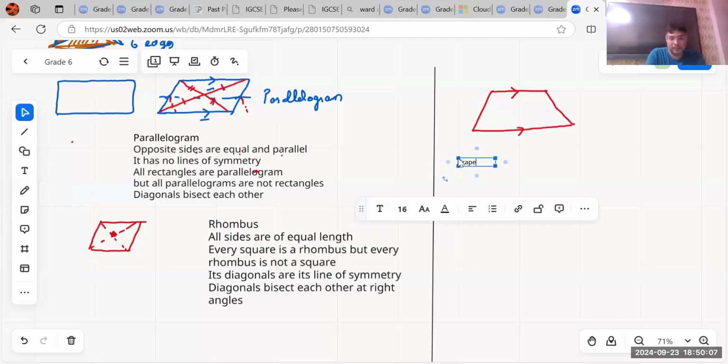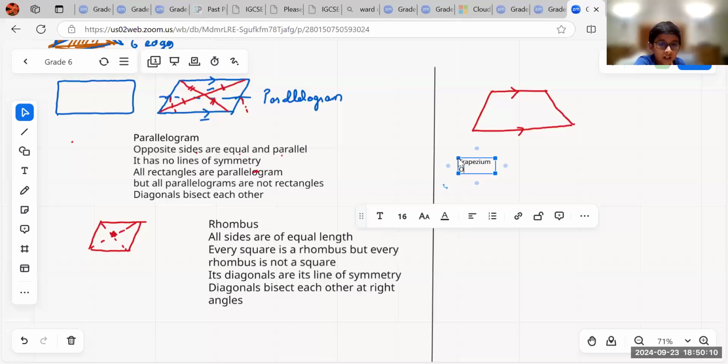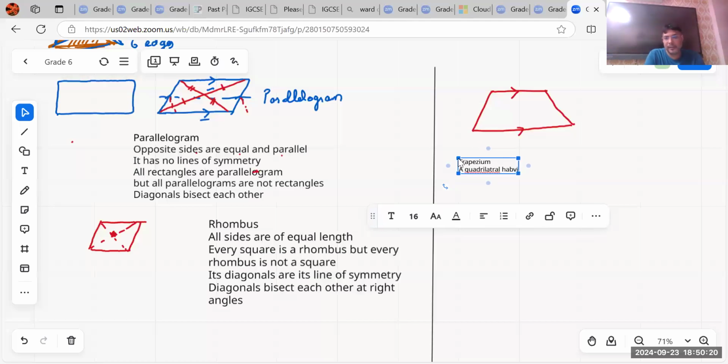So trapezium. Why are they such weird names? A quadrilateral having one pair of parallel lines. But we will only write the definition: a quadrilateral having one pair of parallel lines.